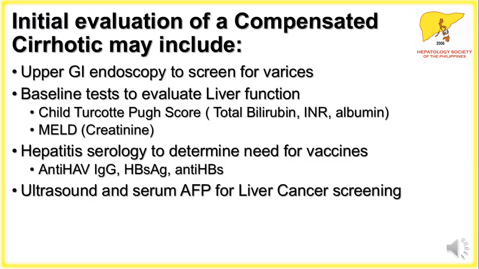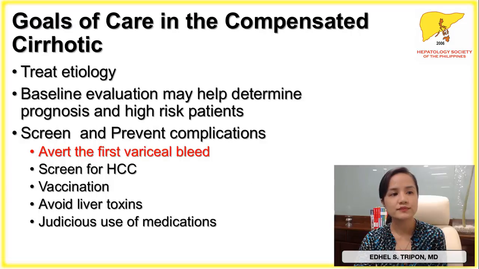The initial evaluation may require an upper endoscopy for variceal bleeding, variceal screening, and labs can be done to compute prognostic scores like the Child score or the MELD score. Baseline hepatitis serologies and an ultrasound, or at least a baseline alpha-fetoprotein, may be requested. Other tests may be warranted in other etiologies.